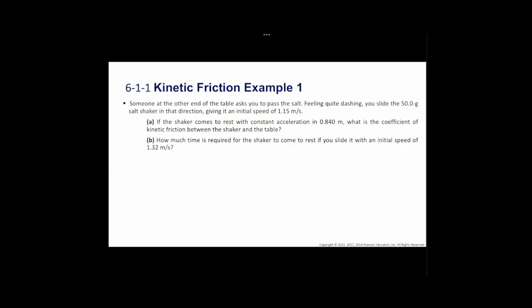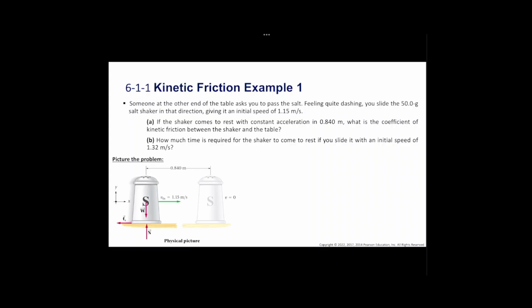Now, if the shaker comes to rest with constant acceleration in 0.840 meters, we are asked to find the coefficient of kinetic friction, that is mu k, between the shaker and the table, and how much time is required for the shaker to come to rest if you slide it with an initial speed of 1.32 meters per second.